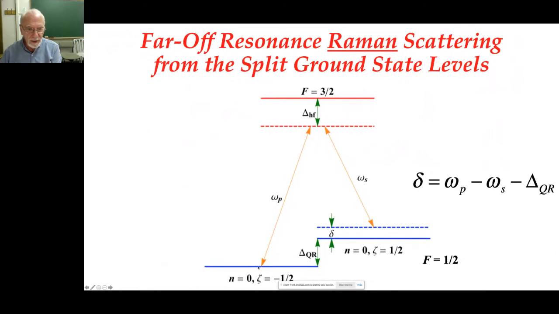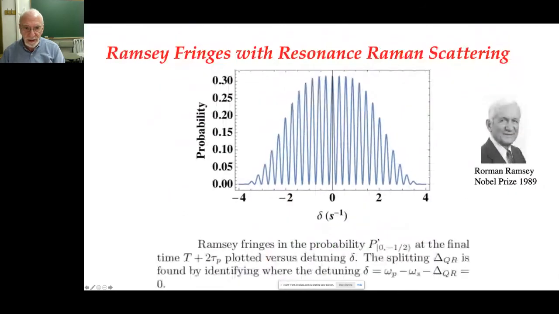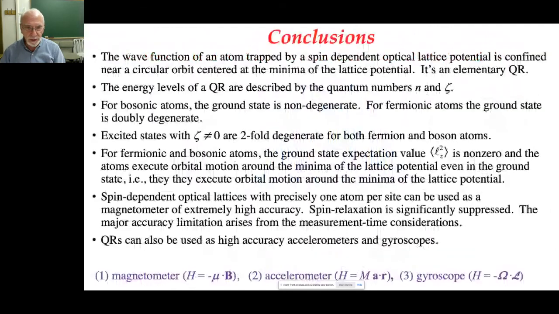So this would be the split ground state. We see over here that in the presence of an external magnetic field, the degenerate state is split by a certain amount, and we're going to measure that splitting through a Raman transition and go right on resonance using Ramsey fringe methods to measure that energy splitting.